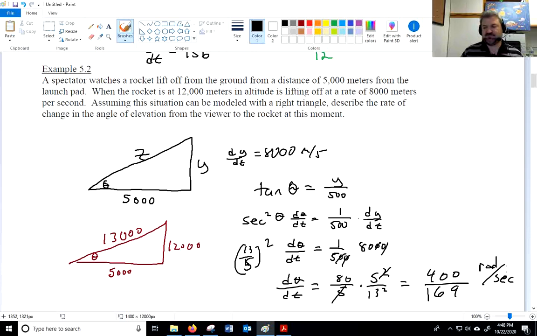So that's a pretty fast change, right? That's a substantial change. Well, look at how far away we are from the launch pad. We're only 5,000 meters away. So it probably wouldn't be that surprising to think that we would have to crane our neck pretty fast. Of course, it's not going to be constant, right? The higher it goes, we're going to slow down more and more. But at this moment, when it's only 12,000 meters up in the air, it's going up fast right there at the beginning.